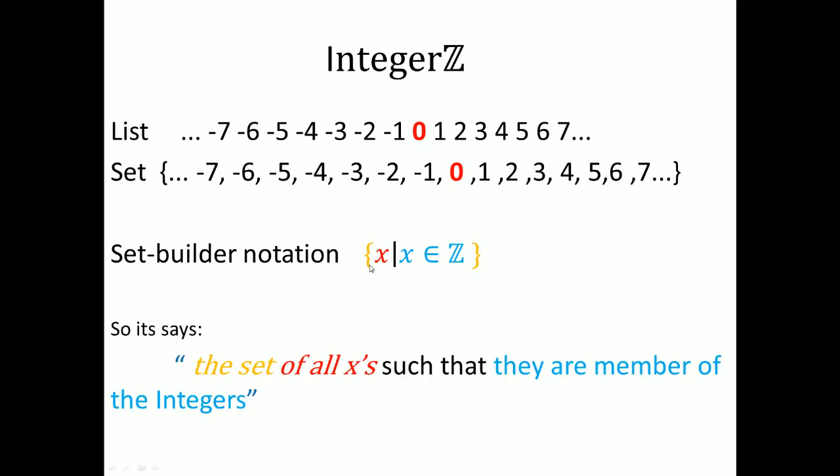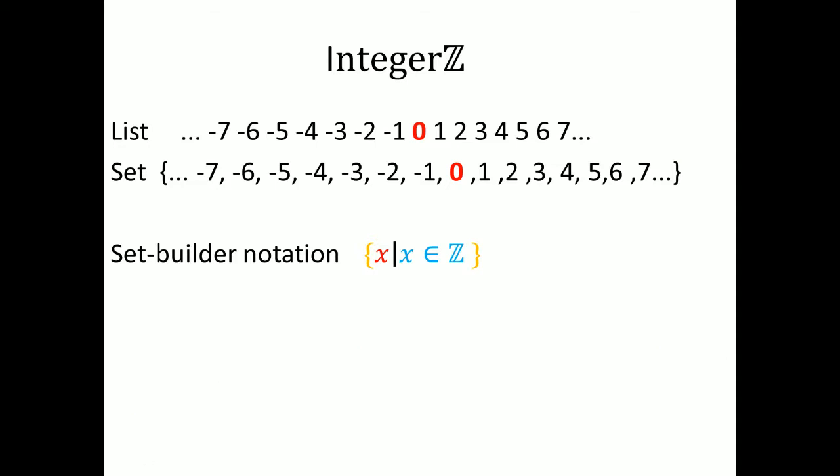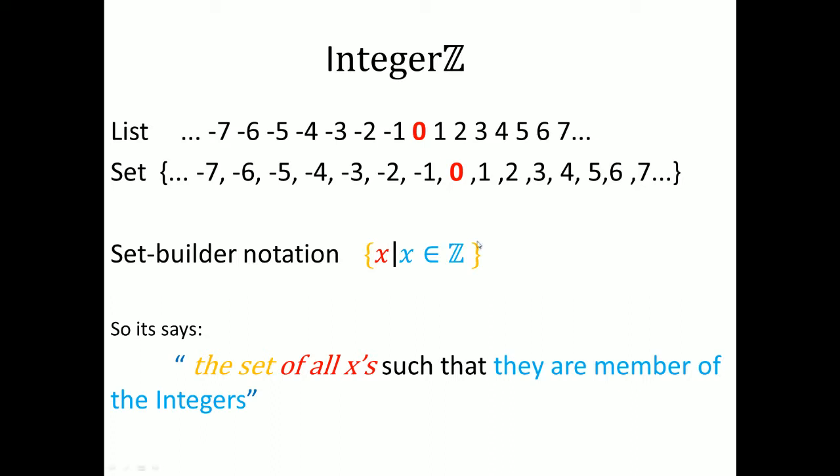You can say the set of all x such that they are members of the integers. So if you see this, it means this: -7, -6, -5, -4, -3, -2, -1, 0, 1, 2, 3, 4, 5, 6, 7, 8, 9, 10, 11, 12, and so on. These are all the integers. Okay? That's what this set means.